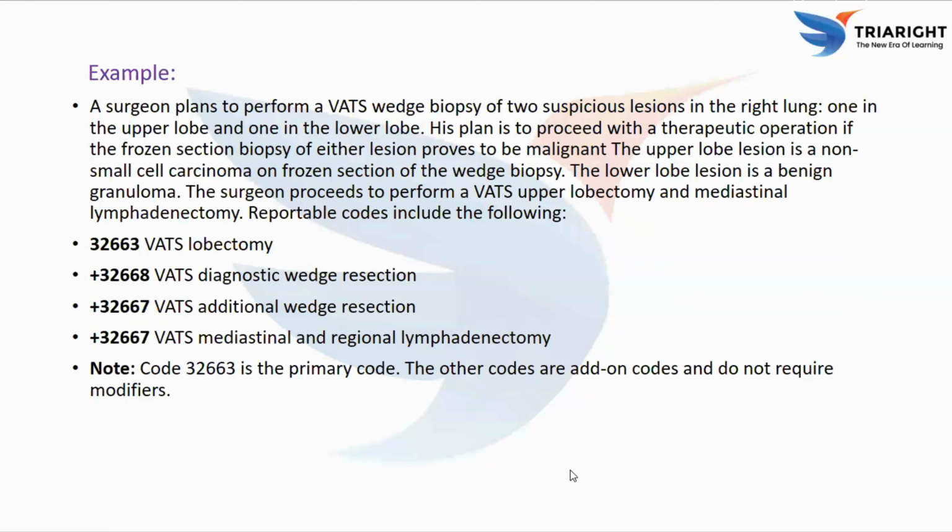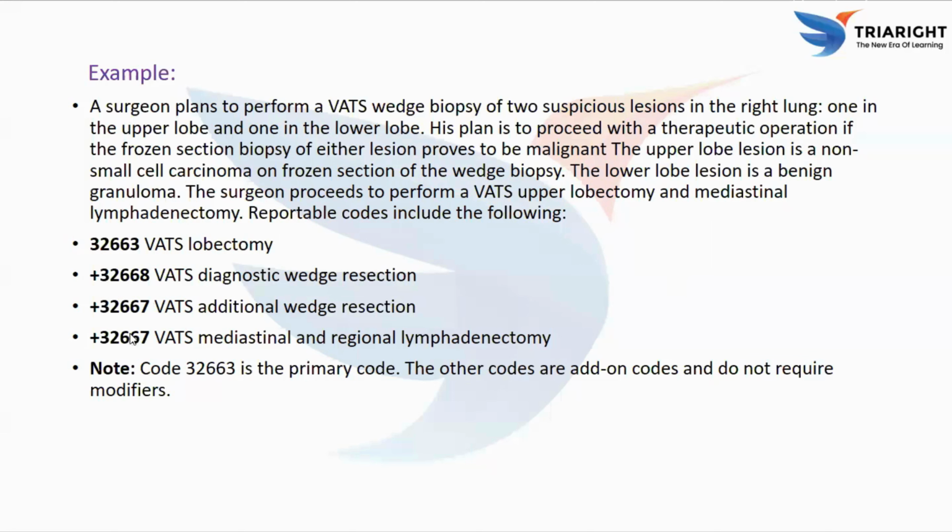And here is an example. Surgeon uses VATS, takes wedge biopsies of two lesions in the right lung, one in the upper lobe and another in the lower lobe. The frozen section results: upper lobe lesion cancer and lower lobe lesion benign granuloma. Because cancer is found, the surgeon proceeds with VATS for right upper lobectomy, removes the entire upper lobe, and also performs mediastinal lymph node dissection. So this case includes diagnostic wedges, definitive cancer surgery and lymph node removal.